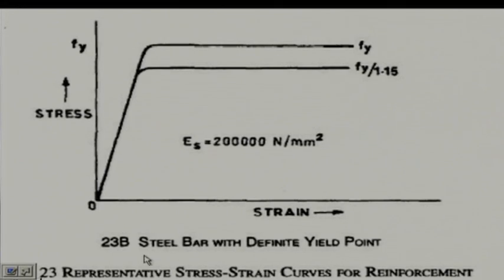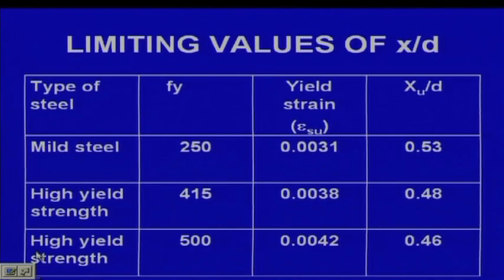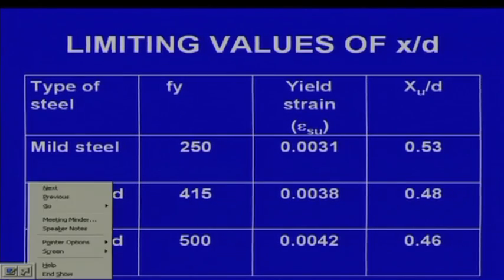This is figure 23B, steel bar with definite yield point. For mild steel, we shall take this curve. This is the test data, and this is after dividing by the partial safety factor.